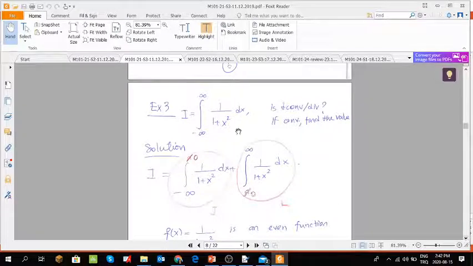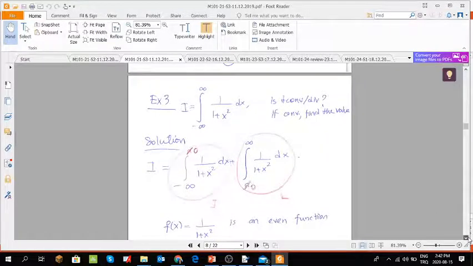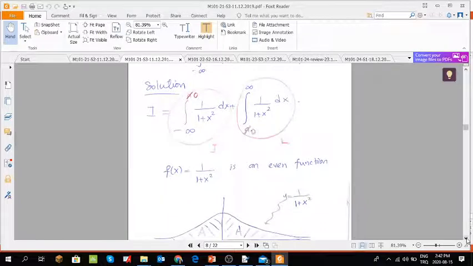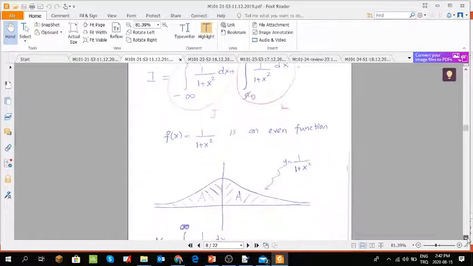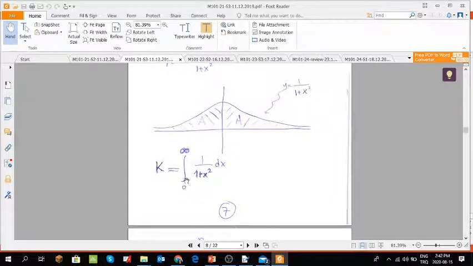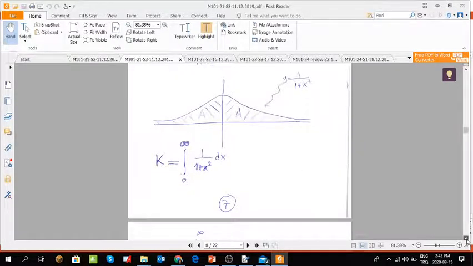Example 3: we have improperness on both ends. 1 over 1 plus x squared. Is it divergent or convergent? If convergent, find the value. We separate it into 2 at 0. You can say a or 0, it doesn't matter. Okay, first of all, 1 over 1 plus x squared is an even function. By symmetry, we can consider only half of it. So we can just look at the integral from 0 to infinity. Whatever we find, we have to multiply by 2 because of the evenness.